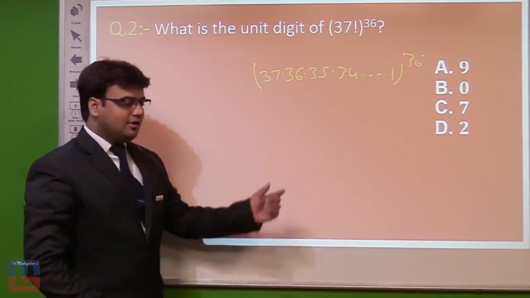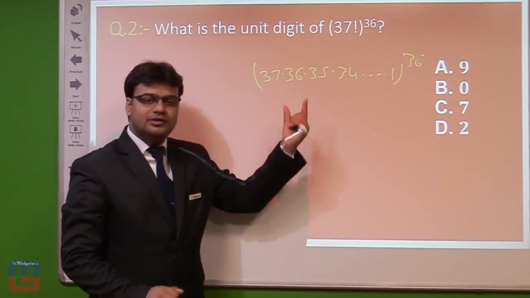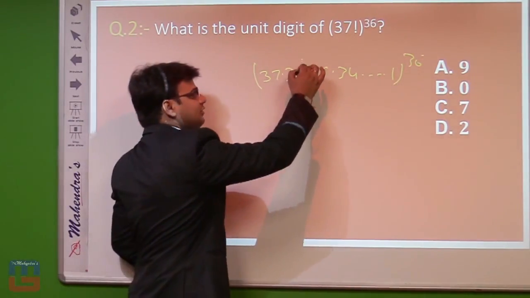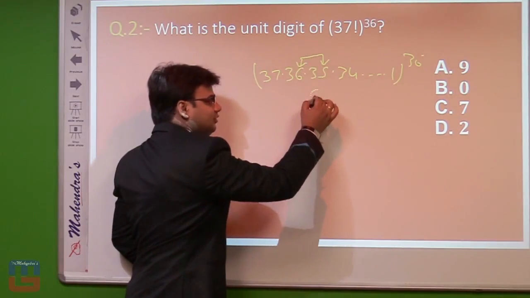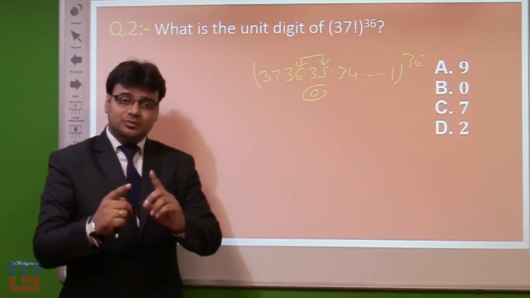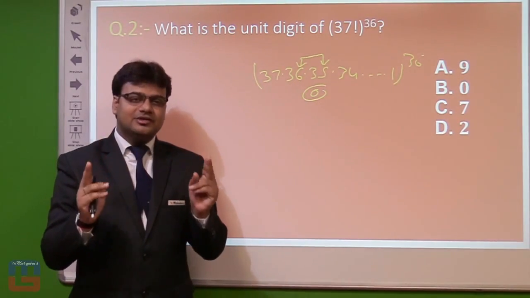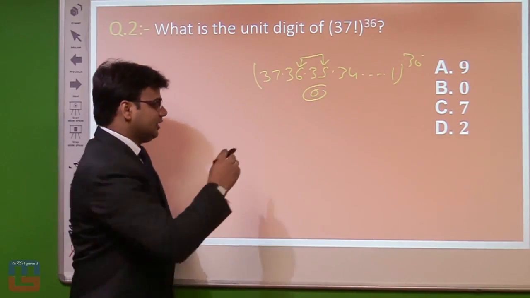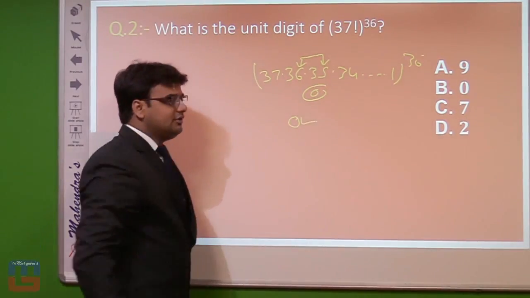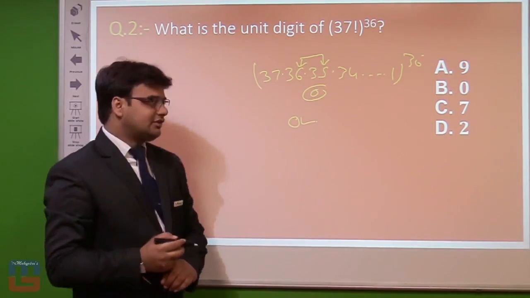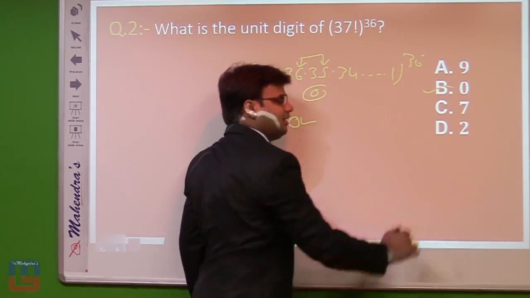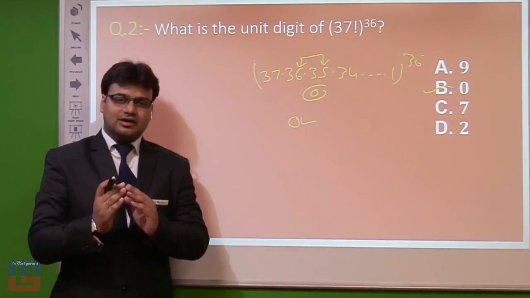We do not need to solve the whole question. Here we require only the unit digit. If we multiply 6 into 5, what do we get? Its unit place is 0. If the unit place of any number is 0 and it is multiplied by any number, then the unit place is always 0. So our correct answer is 0. We check 0 is available in the second option, so the second option is correct.